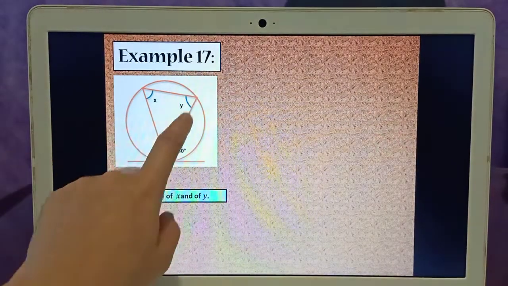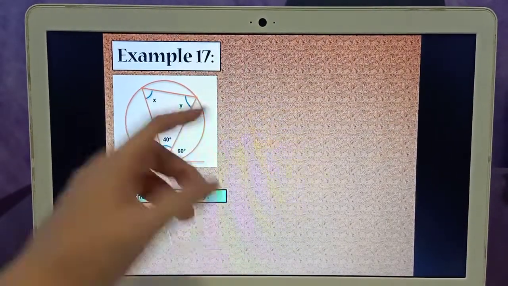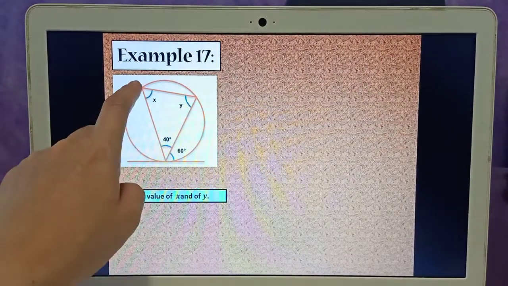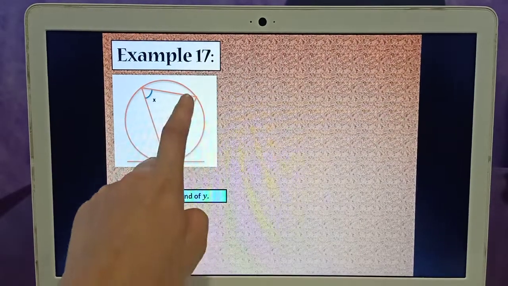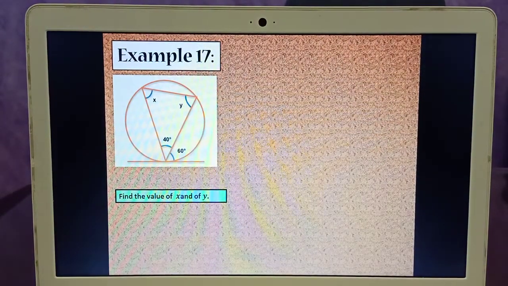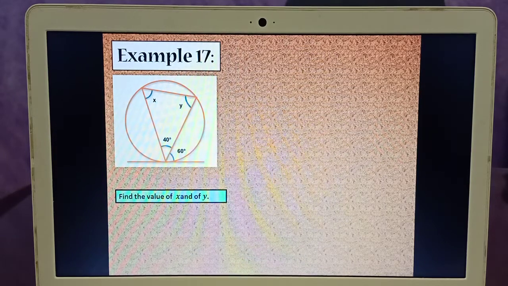Can I say this is alternate angle since this is not parallel? The question didn't mention that they are parallel. This line is not parallel to this line. So you cannot just simply conclude that this is alternate angle and they are equal, unless the question tells you that it is. But this is not. Okay? So you need to find another method to get the answer.